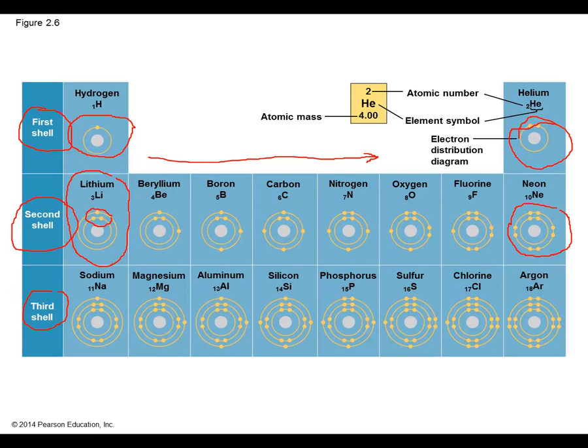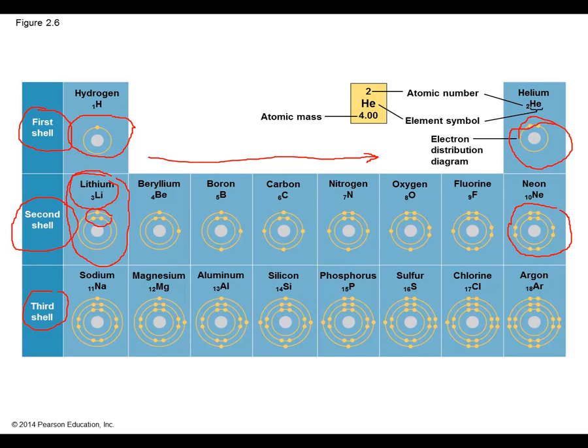Chemical behavior depends mostly on the outermost shell. So these outer electrons are called valence electrons, and this outer shell is the valence shell. So with lithium, there is one valence electron. So again, lithium, there's one valence electron in the outermost shell.